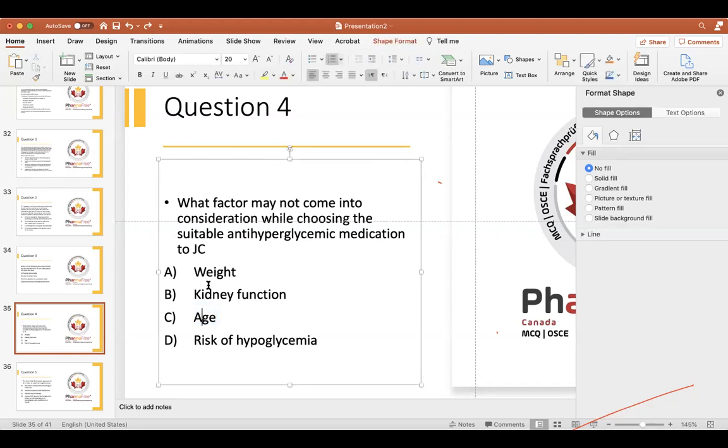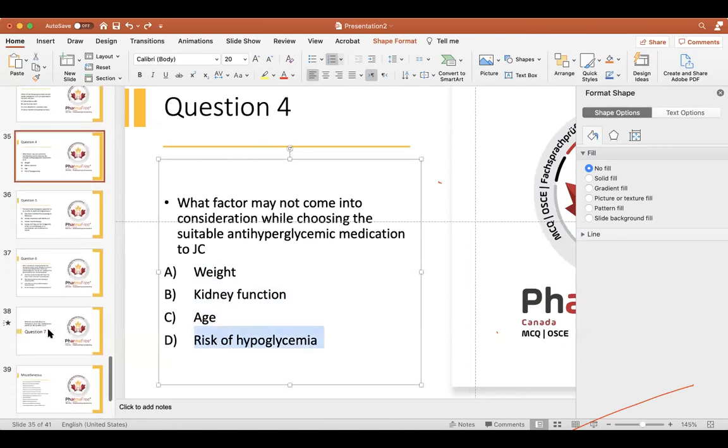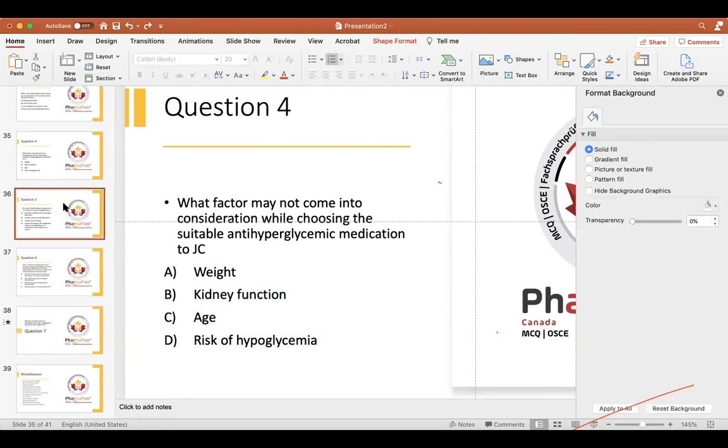Okay. So we can consider weight. Weight is very important. If the patient needs something that helps him to lose weight or not, some anti-hyperglycemics may cause weight gain. Okay, kidney function, age, and risk of hypoglycemia. Of course, risk of hypoglycemia is very important, especially in the elderly. Okay, so age is not really a determinant here. Okay, so it's clear, I think.